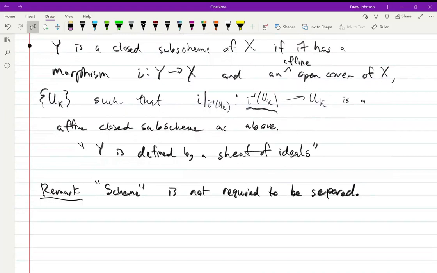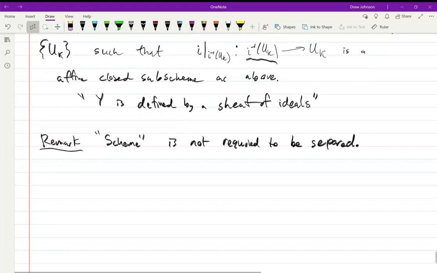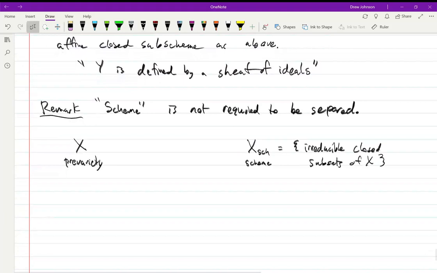Okay, so the next thing we want to do is talk about how the category of schemes is really just enlarging the category of varieties. We've kind of hinted at this already, but let's try and make it a little more precise. If we have X, a pre-variety, we can associate to it X scheme, which will be a scheme. And what is it as a set? It's just equal to the irreducible closed subsets of X.